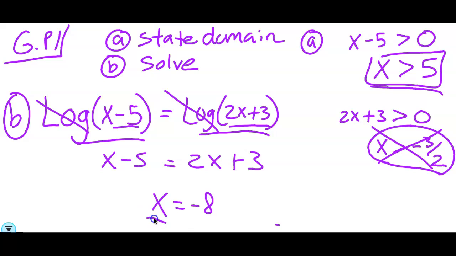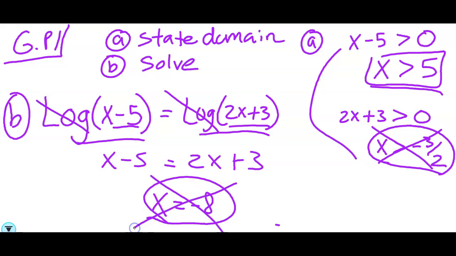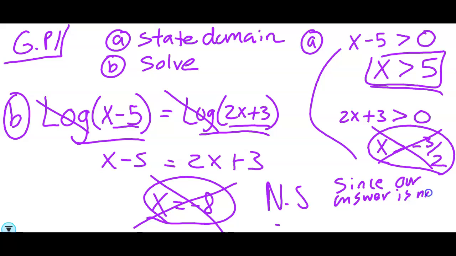So I want you guys to look. We got x equals negative 8. Does that work? The answer is no, right? So we're going to cross that off and put no solution. Now, I actually wanted this one to work. I just didn't think real hard about what I was writing. I was hoping it would. No solution because x is supposed to be greater than 5. Let's write that. Since our answer is not greater than 5, we're going to throw it out and say no solution.